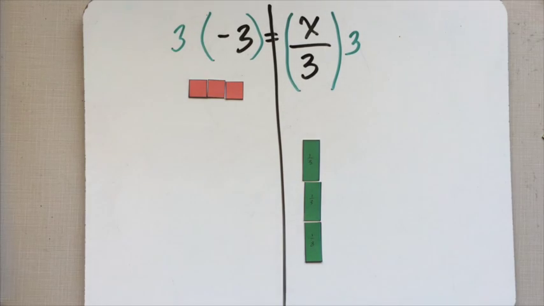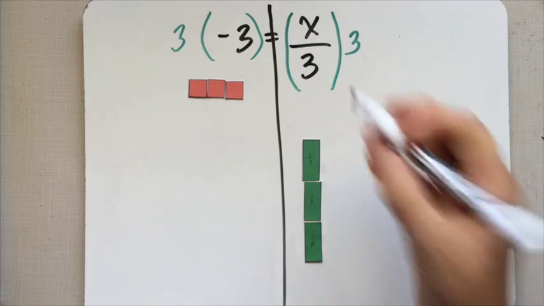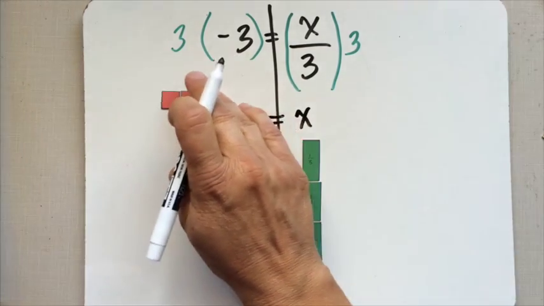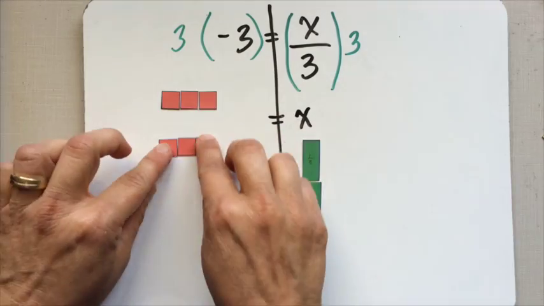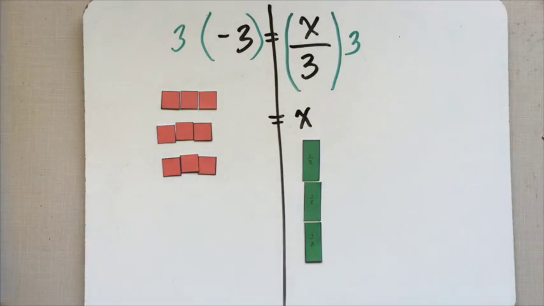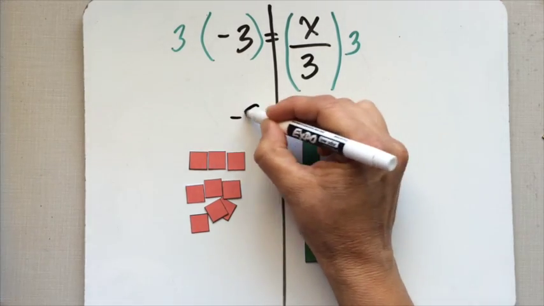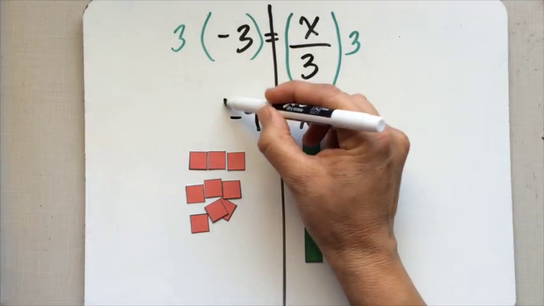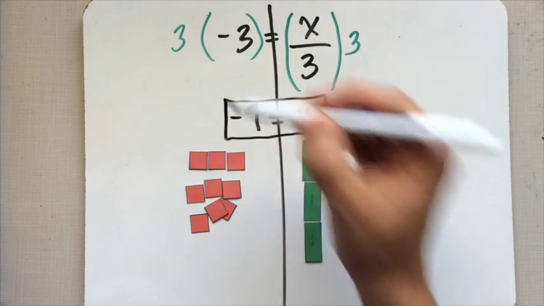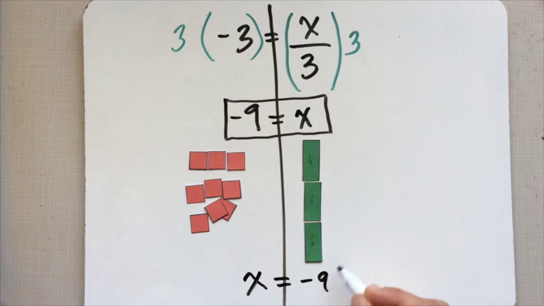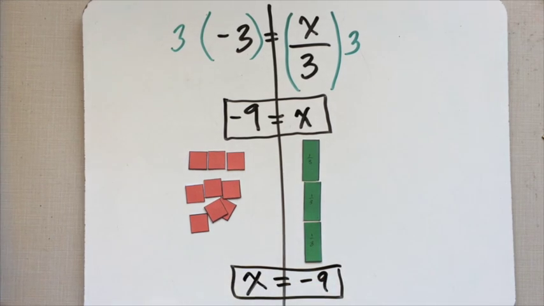So that's what I have over here now. I have one whole x. And 3 groups of -3, and I can count those all up, and that's 9 negative ones. So I get x equals -9. Negative 9 equals x, same thing as x equals negative 9.